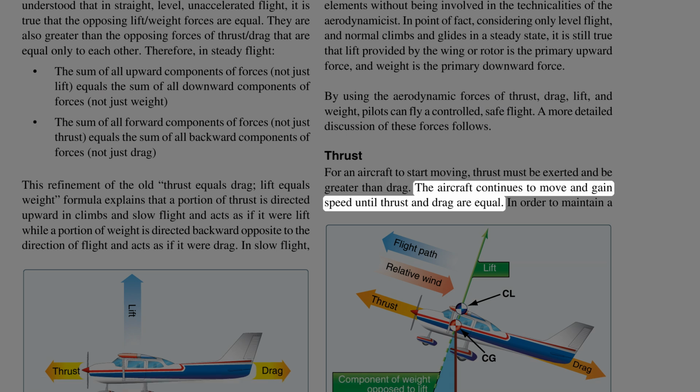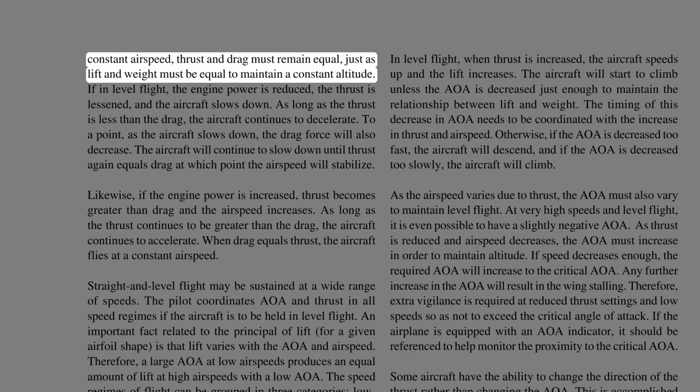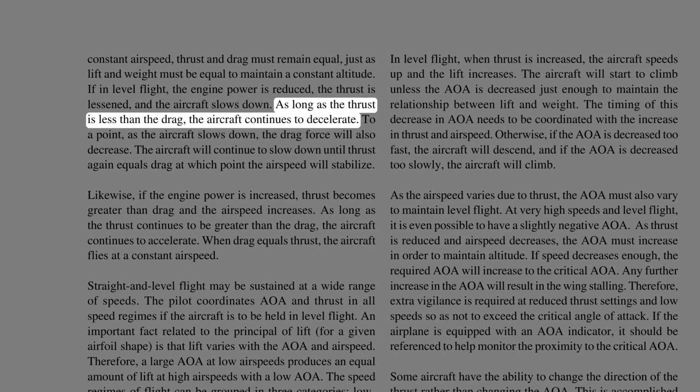The aircraft continues to move and gain speed until thrust and drag are equal. In order to maintain a constant airspeed, thrust and drag must remain equal, just as lift and weight must be equal to maintain a constant altitude. If, in level flight, the engine power is reduced, the thrust is lessened, and the aircraft slows down. As long as the thrust is less than the drag, the aircraft continues to decelerate.